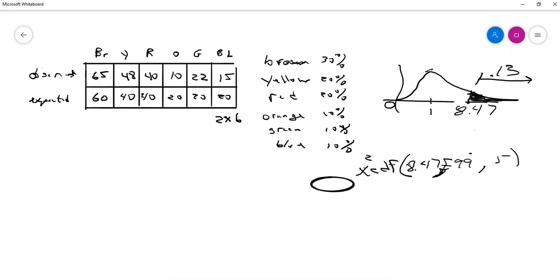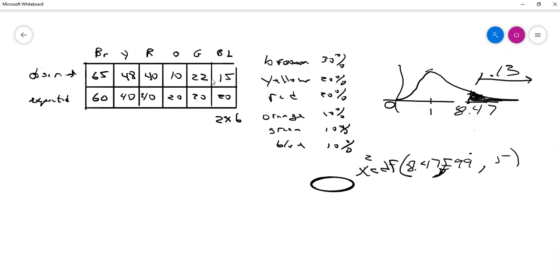So if we were running a hypothesis test, right, our null hypothesis, okay, is that it's long. It's a long hypothesis. It's that the observed and expected for the browns would be equal, and that the yellows would be equal, and the reds are equal, and orange are equal, and green are equal, and blue are equal, and that none of them are significantly different from each other.